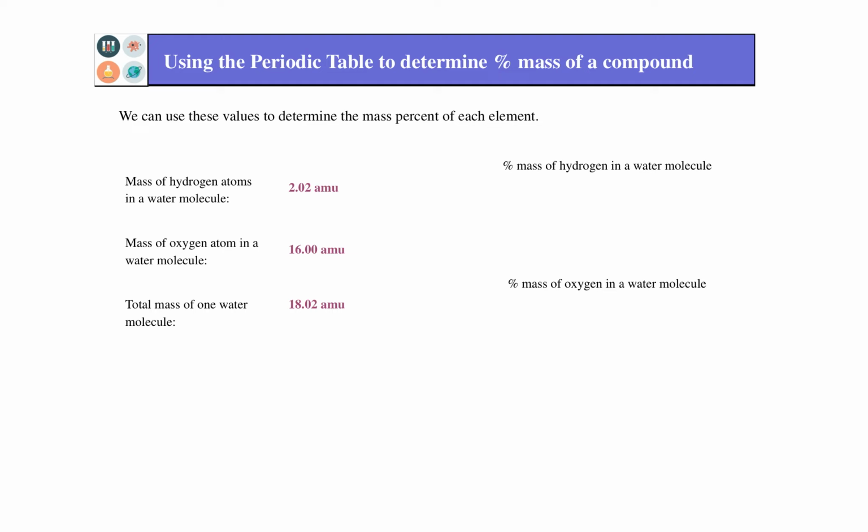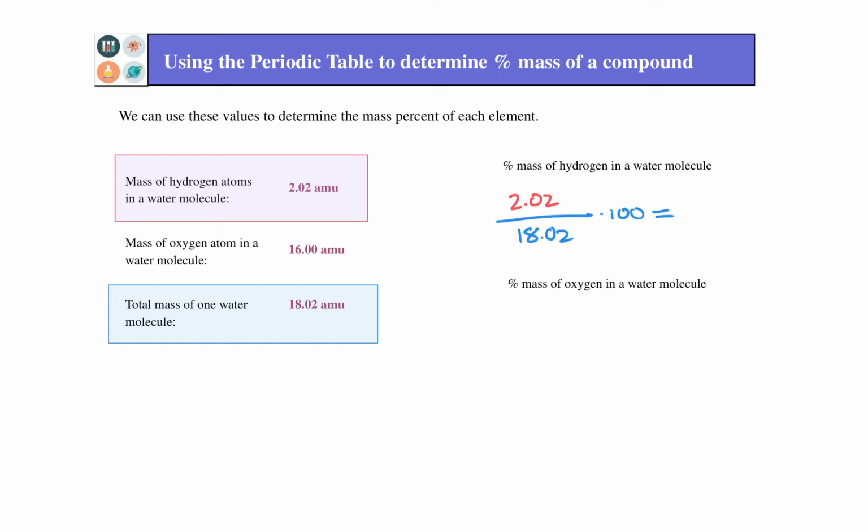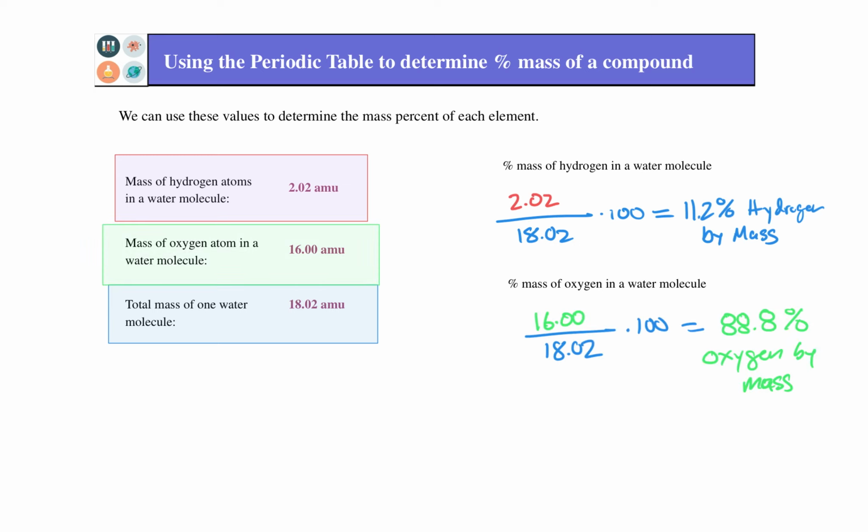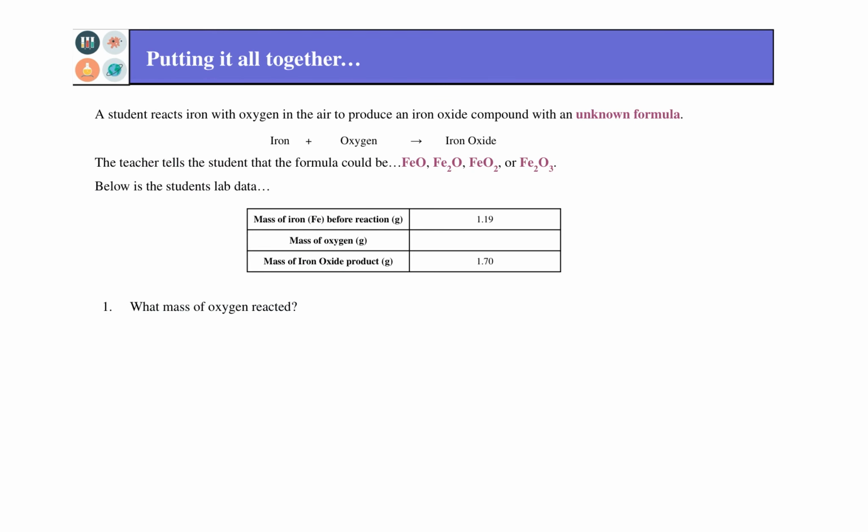We can use these values to determine the mass percent of each element. So since there's 2 hydrogen, we know that the total mass of hydrogen in the compound is 2.02. And since the total mass of the compound is 18.02 AMU, we just simply take 2.02 divided by 18.02, multiply that by 100, and we get the percent mass of hydrogen in water is 11.2%, exactly what we would expect. Doing the exact same math, but just for the oxygen this time, we would see that it would be 88.8% oxygen by mass. So now let's put this all together into one final problem.